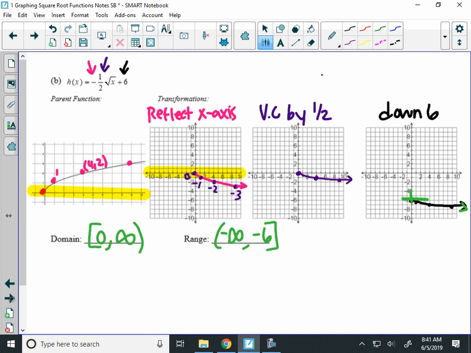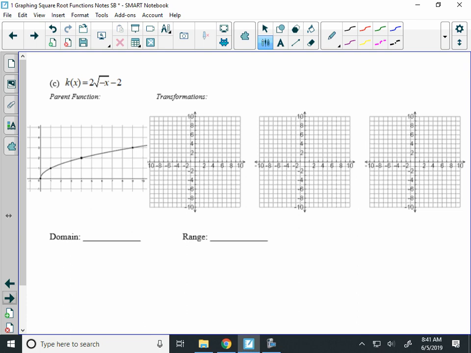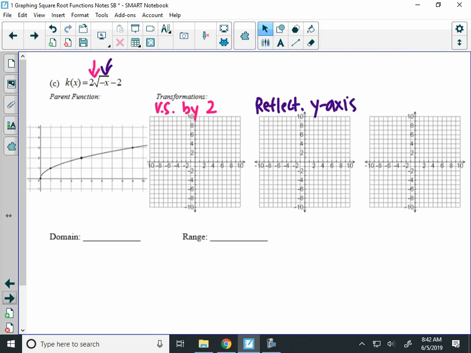All right, next one. 2 times the square root of negative x minus 2. So the 2 in front represents a vertical stretch by 2. The negative under the radical is a reflection over the y-axis. Remember, the negative underneath is the y-axis, and then the minus 2 on the outside means that you went down 2.